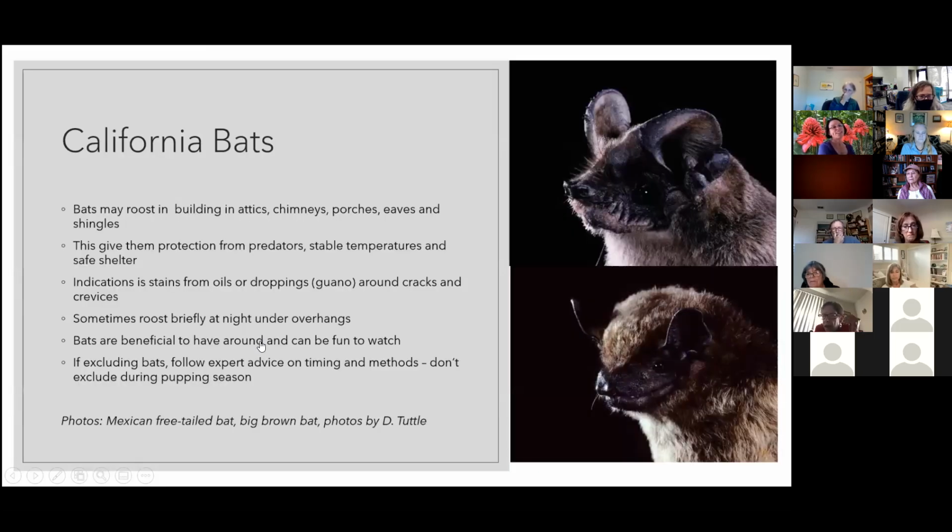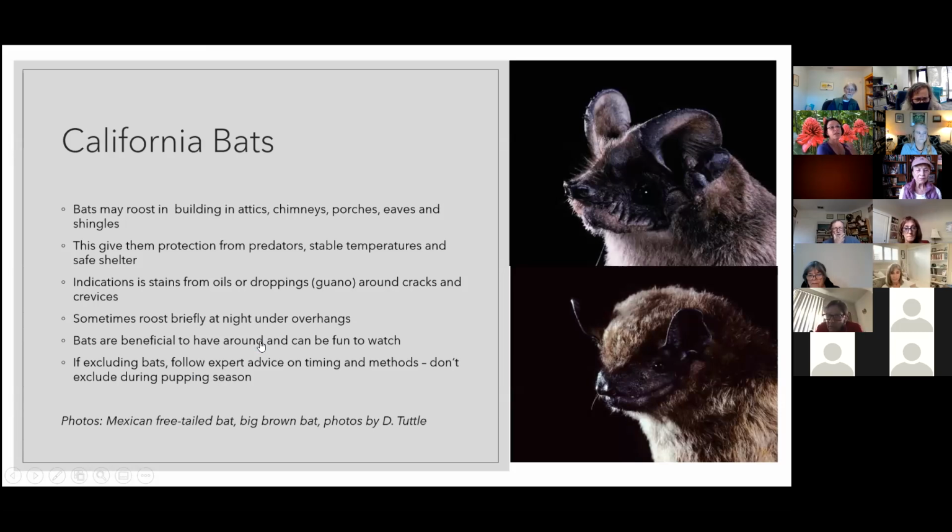Another way to support wildlife in your yard is bats. They like to roost in attics or chimneys, porches and eaves or shingles. We actually have bats on all of our overhangs around the house, and it gives them protection from predators and a stable temperature.